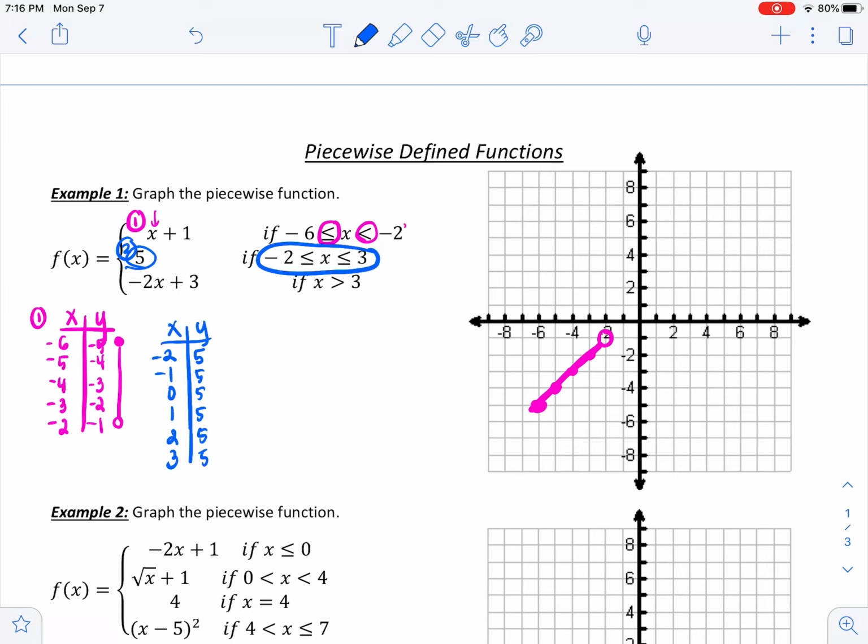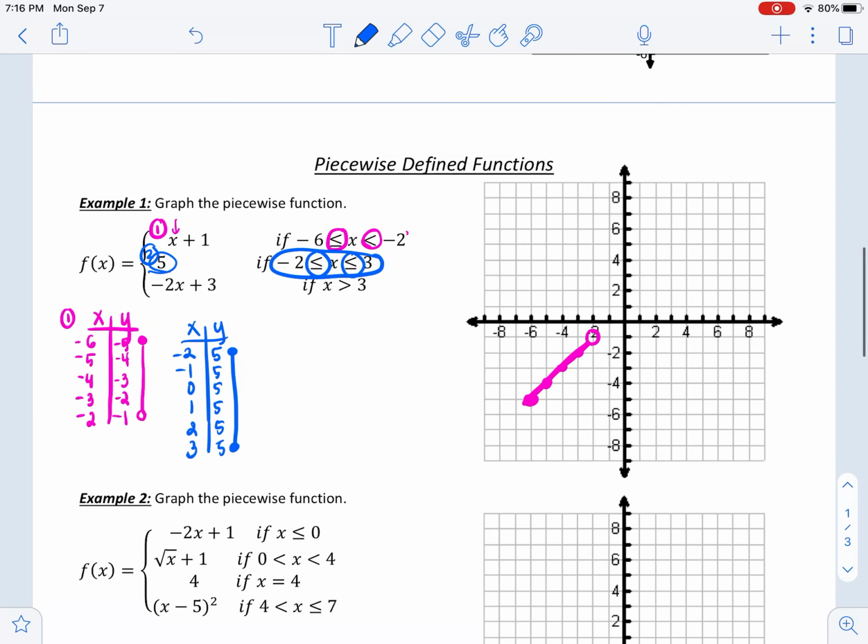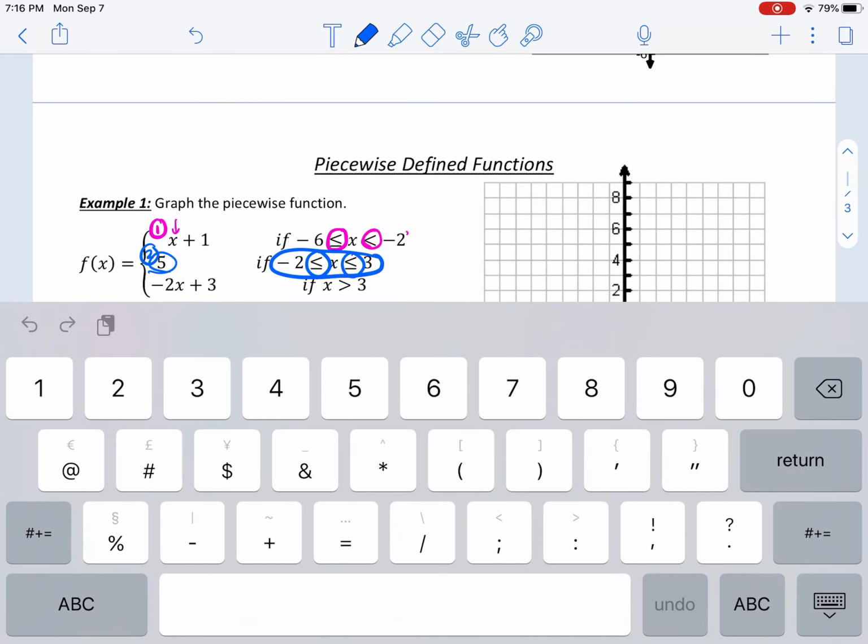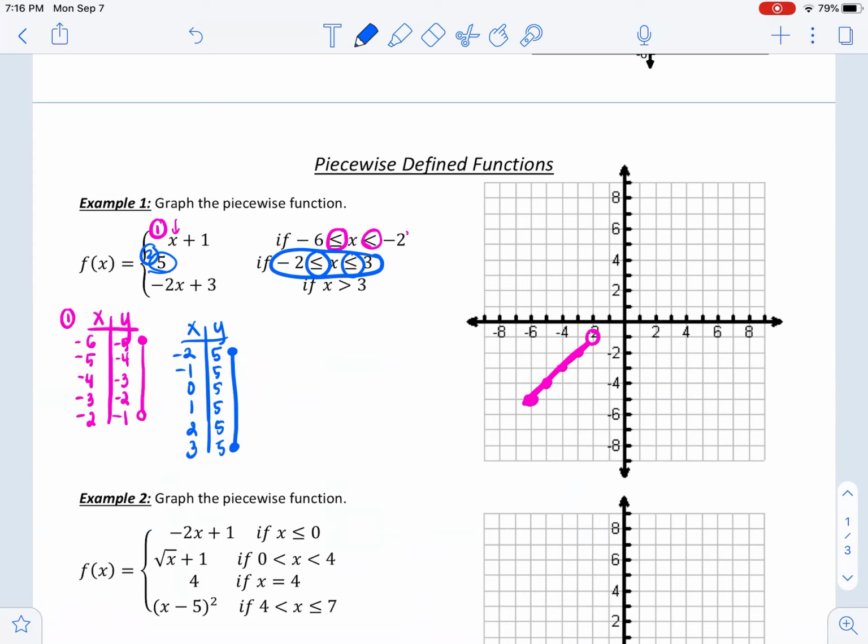Okay, now I'm going to look to see what kind of points these are. All that I need to know is the first one and the last one, and then I can connect them, right? First one's closed, last one's closed, and then I'm going to connect them. So negative 2, 5, closed point. And then negative 1, 5, 0, 5, 1, 5, 2, 5, and 3, 5.